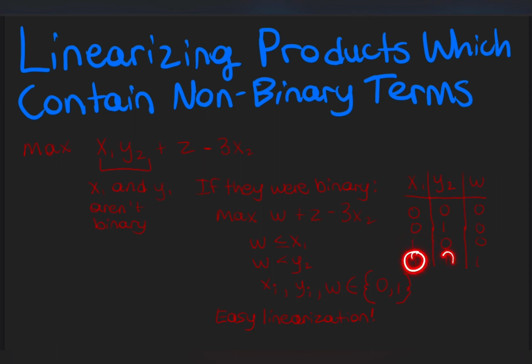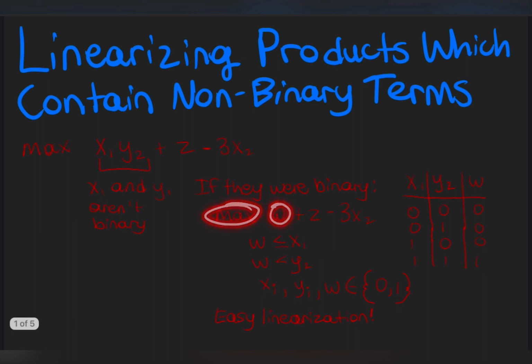If they're both 1, then w would be less than or equal to 1, and w would also be less than or equal to 1 for the case of y2. And since they're both less than or equal to 1, and we are trying to maximize the value of w, then it should be 1, right? W would just be 1. It's not going to be smaller than 1 because we're trying to maximize w. That means make it as big as possible. So yeah, that's pretty much how you would linearize x1 times y2 if this were binary.